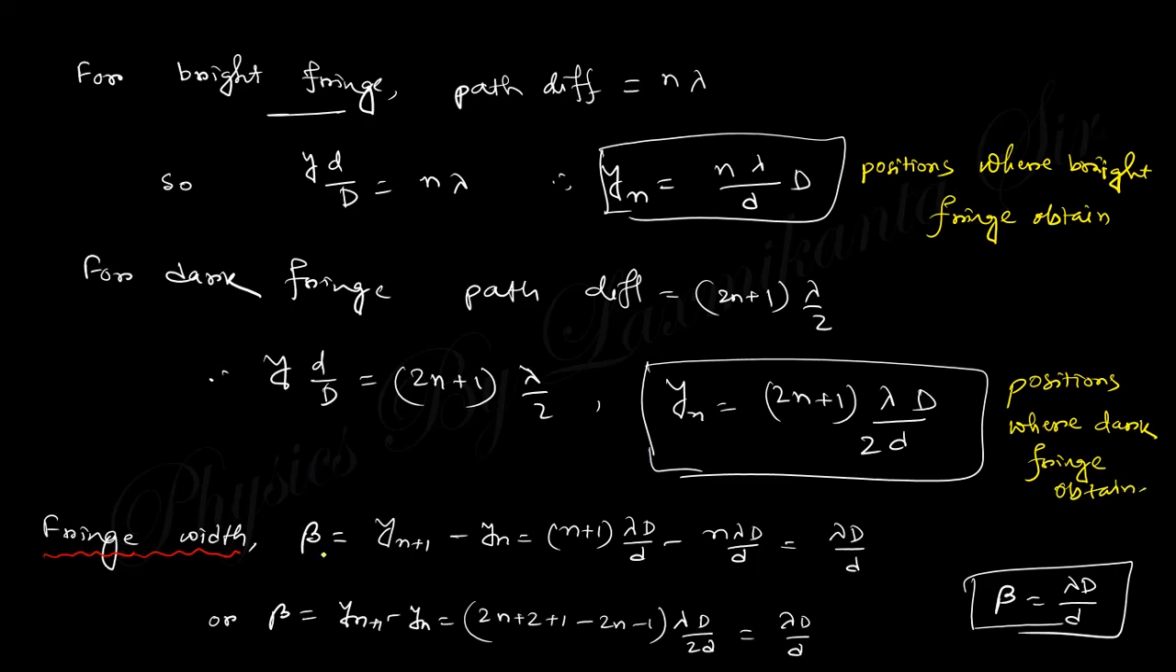So if you want to find the fringe width, it is nothing but the difference between two successive positions. So for bright fringe, this is for bright, and this is for dark. Just put the value y_(n+1) minus y_n, and you get lambda D by d. So these two give you the same. This is the fringe width, beta equals D lambda by d. Okay, go to the next one.